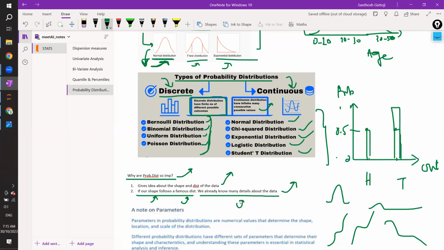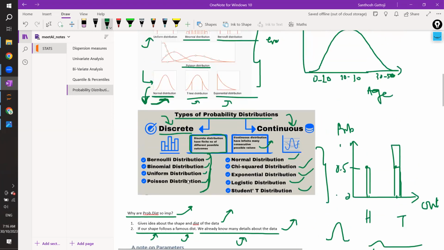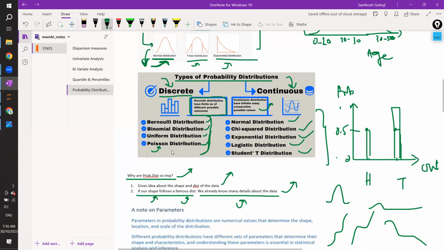So that is the importance. Because if your distribution is already resembling, or matching, let's say, a Poisson distribution, you already have a few details and points about the Poisson distribution. These are the rules, these are the principles, these are the assumptions. So your work is already half done. That's why it is important to study probability distributions.